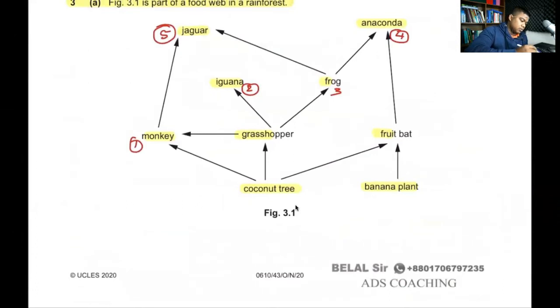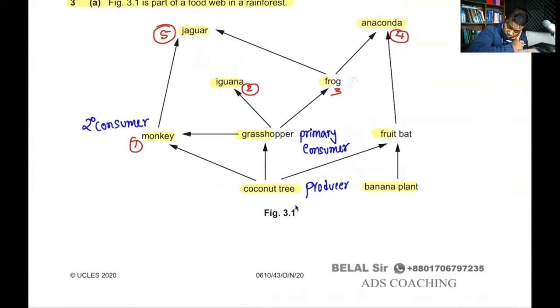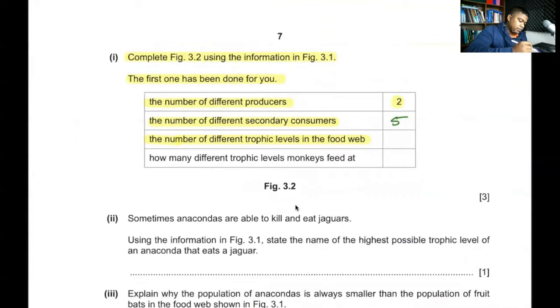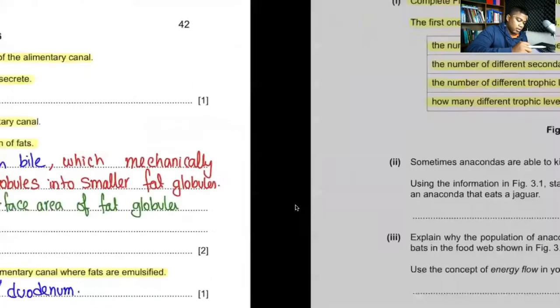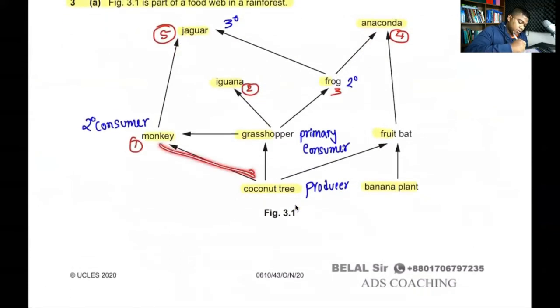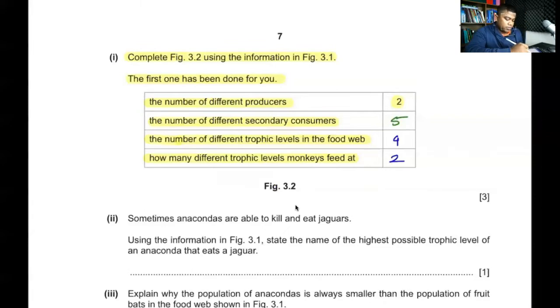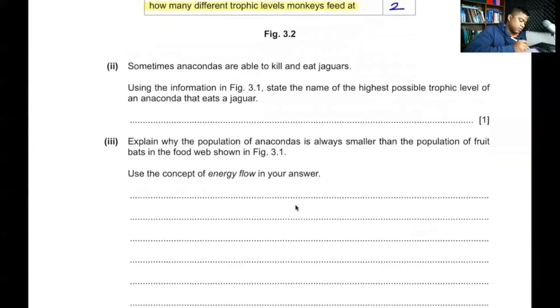The number of different trophic levels in the food web. So producer, primary consumer, secondary consumer, and then tertiary consumer. So including the producer, primary consumer, secondary, and tertiary, we have 4 trophic levels. How many different trophic levels monkeys feed at? Okay, monkeys, we can see monkeys feed at direct producers. Monkeys feed with grasshoppers. So we can say 2 trophic levels. It feeds on producers and it feeds on insect that feeds on producers.